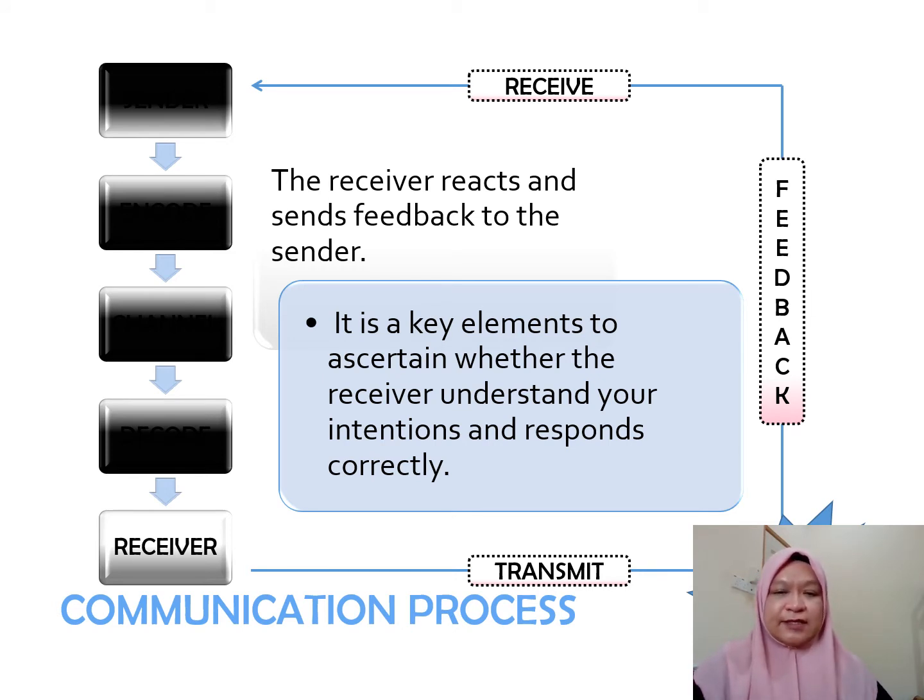This feedback will ascertain or make sure that the receiver truly understands the message sent by the sender. Throughout the communication process, at any stage, noise can happen. Noise is the distractions to the communication process. It can happen at the sender stage, at the receiver, or during the transmission of the information through the channel and so on.